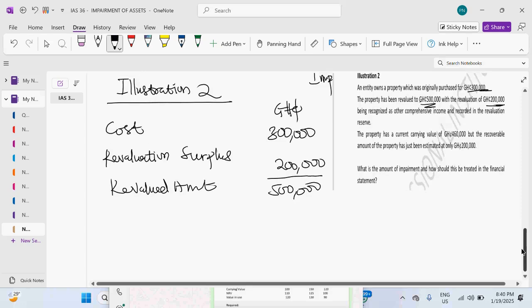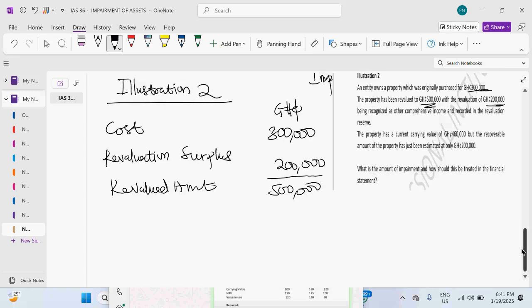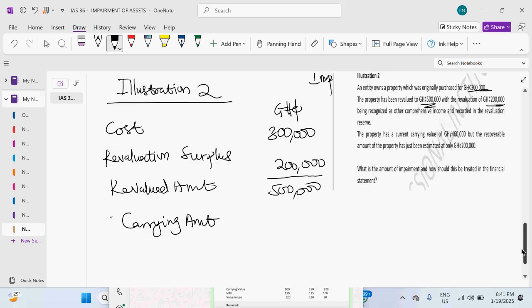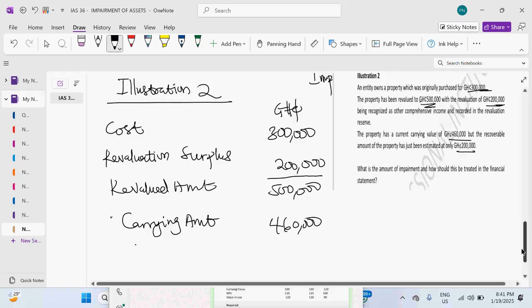What happens? It is recognized as other comprehensive income and recorded in the revaluation reserve. The property has a current carrying value of 460,000, but the recoverable amount of the property has just been estimated at 200,000. So if that is the case, what then is our impairment loss? The carrying amount is 460,000, and the recoverable amount is 200,000.